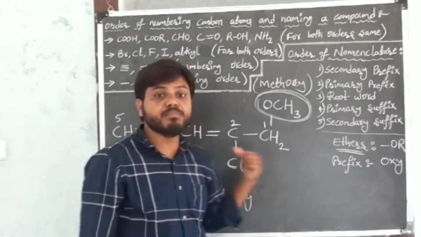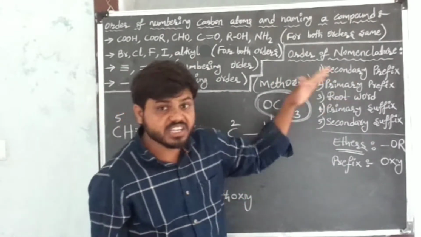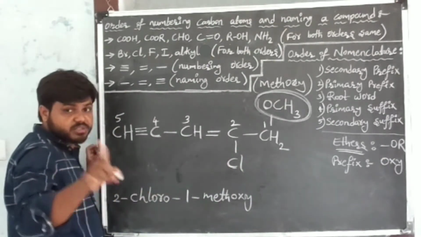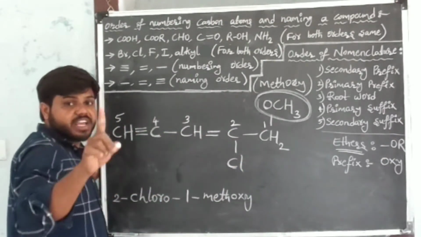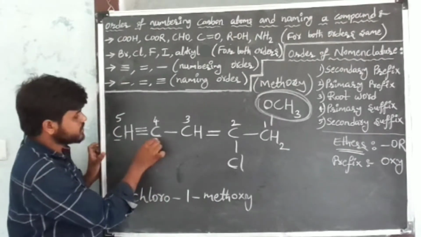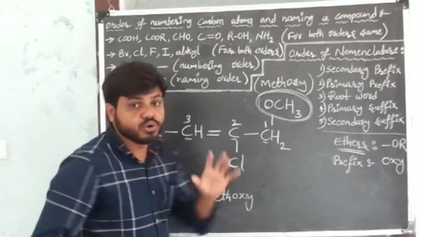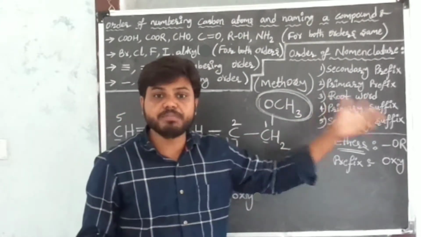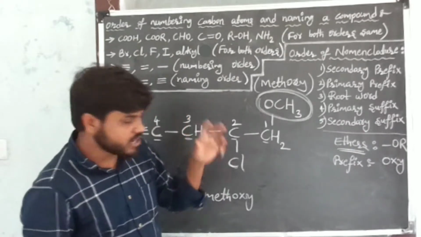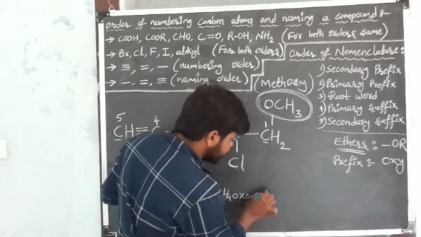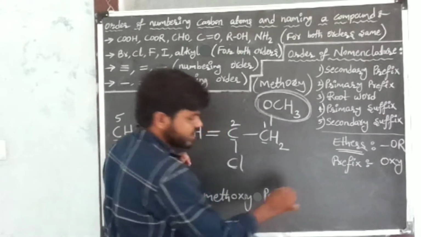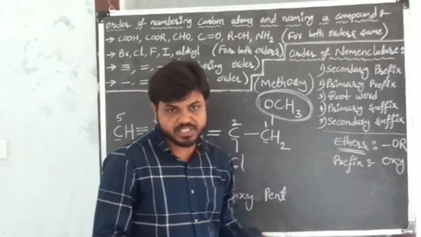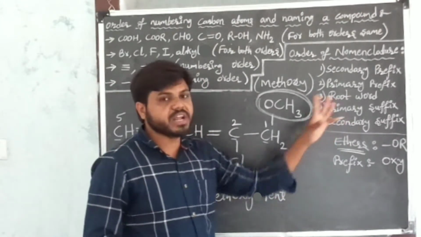Root word here is what? Number of carbon atoms. In the given carbon compound, 5 carbon atoms are there. This is first carbon, second, third, fourth, fifth. Total 5 carbon atoms. The root word of 5 carbon atoms is what? Pent. I am writing the root word of 5 carbon atoms, that is pent. After writing root word, go to the primary suffix.